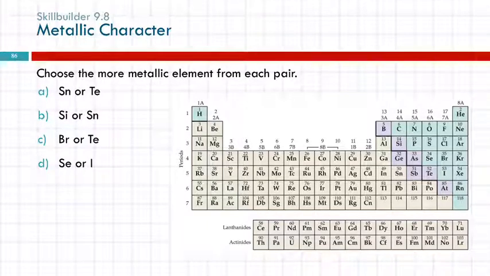Let's do B, just because I don't think I've done a B example yet. Silicon or tin, which is more metallic? So there's silicon, and here's tin. Which is more metallic? Tin. This is a semi-metal, and that's a metal, right? Going down, metallic character increases, so that's more metallic. Any questions?